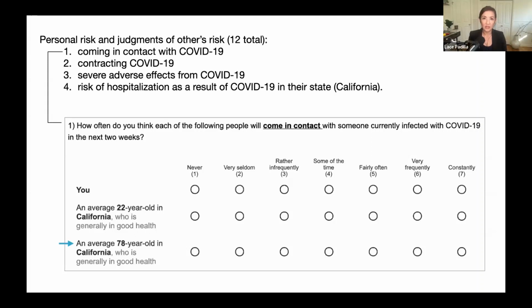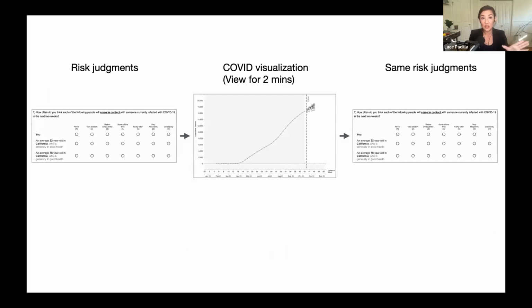We had them do this risk judgment at the very beginning of the study, and then we showed them one of the visualizations for 2 minutes, and then they did the exact same risk judgment. Now they weren't allowed to proceed. They just looked at the visualization for 2 minutes.